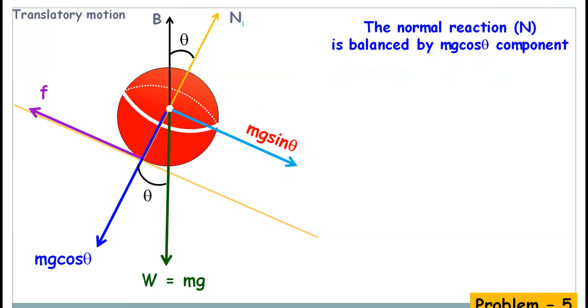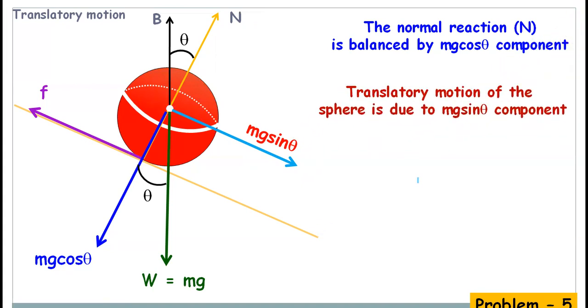Right. Next, the normal reaction and mg cos theta are opposite to each other. The sphere neither moves upwards nor moves downwards. It doesn't go inside the inclined plane, neither does it go upwards, which means the normal reaction is balanced by mg cos theta. So the translatory motion of the sphere is due to the component mg sin theta.